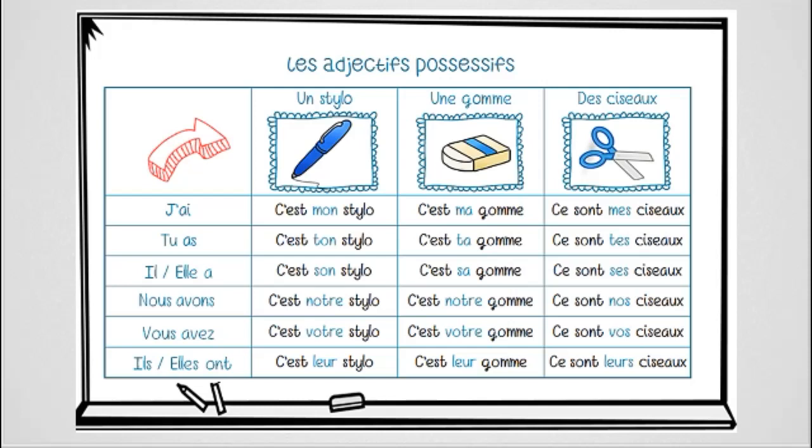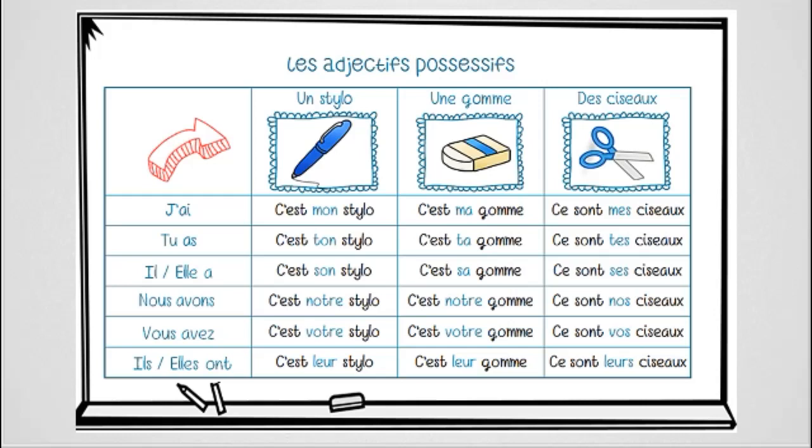If I want to say this is your eraser. How to say that? Plural. Not plural. Person, plural person, I want to say. This is your eraser. So, ce sont. I don't want to say erasers, but the eraser. Okay. C'est votre gomme. Very good. C'est votre gomme.